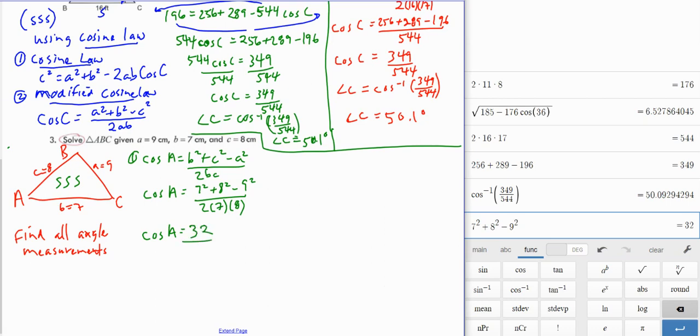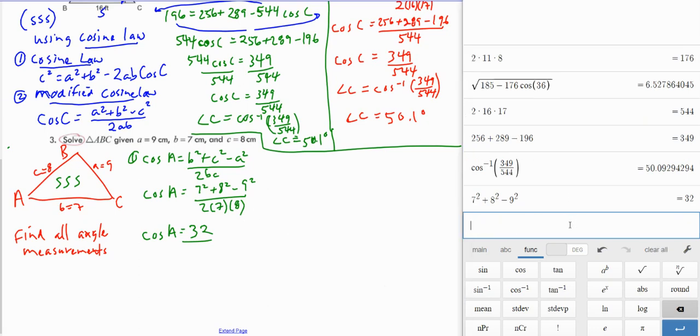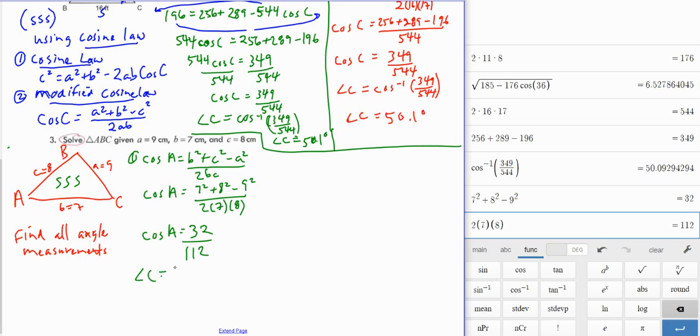Well, 2 times 7 times 8 is 112. So change this into an angle, and we have cos^-1 of 32 over 112 equals angle. What is our angle going to be?